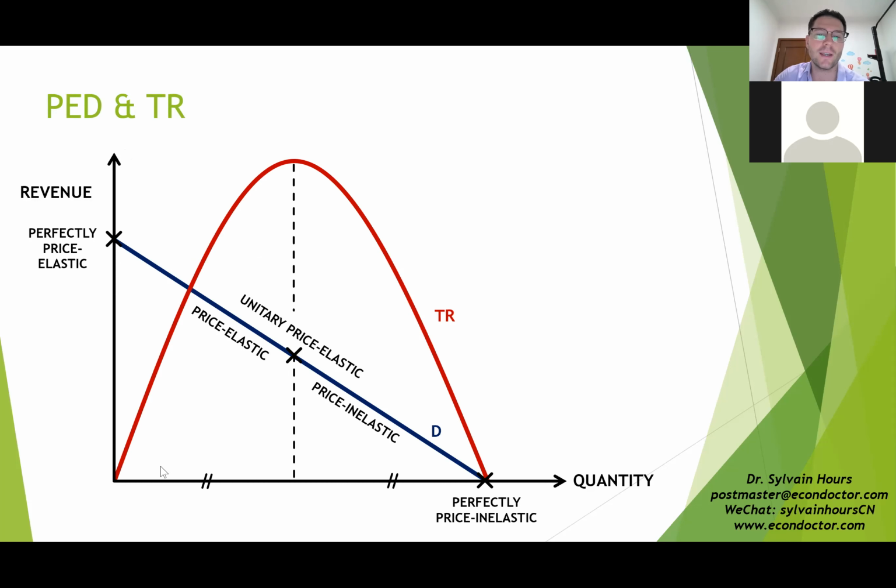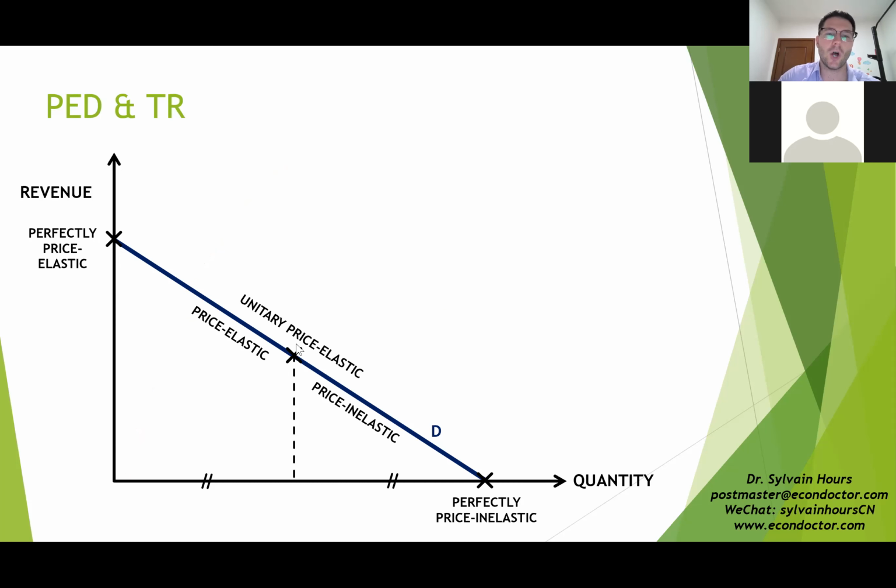Of course, if the quantity is 0, then total revenue is 0. So you start from 0. And if the price is 0, right there, of course, total revenue is also 0. So you have like 2 points. Then we know that on the upper section of the demand curve, the demand is price elastic.